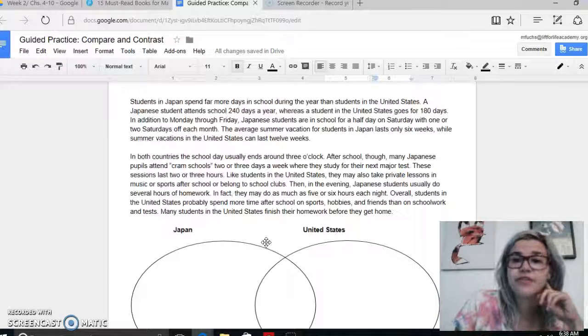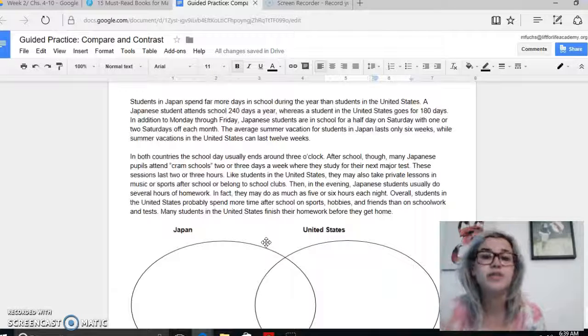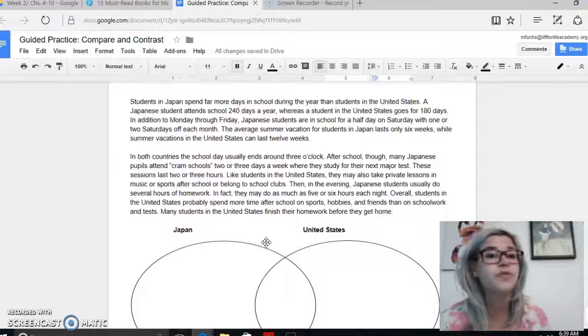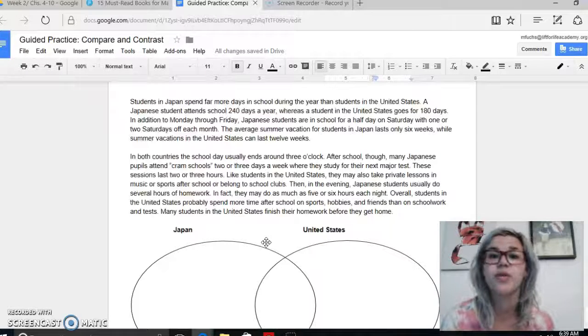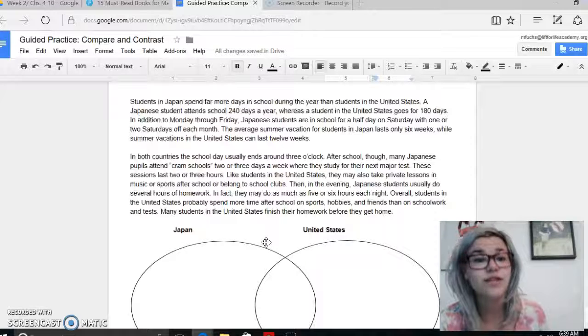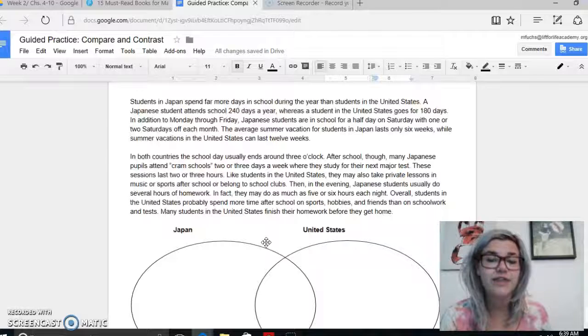The average summer vacation for students in Japan lasts only 6 weeks, while summer vacations in the United States can last 12. In both countries, the school day usually ends around 3 o'clock. After school, though, many Japanese pupils attend cram schools 2 or 3 days a week where they study for their next major test. These sessions last 2 or 3 hours. Like students in the United States, they may also take private lessons in music or sports after school or belong to school clubs. Then, in the evening, Japanese students usually do several hours of homework. In fact, they may do as much as 5 or 6 hours each night.